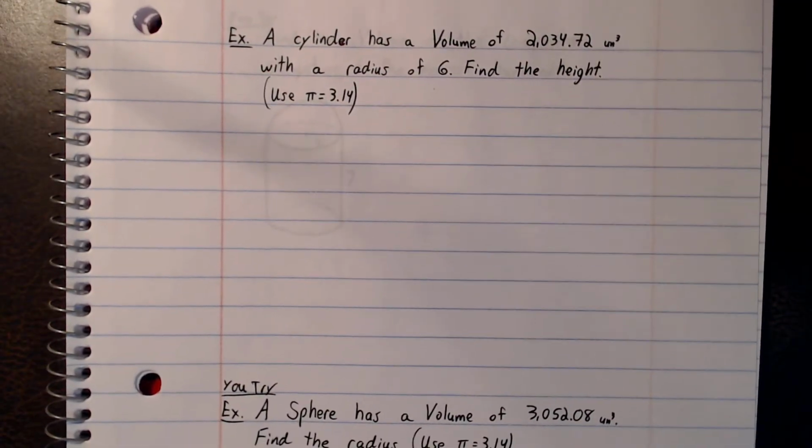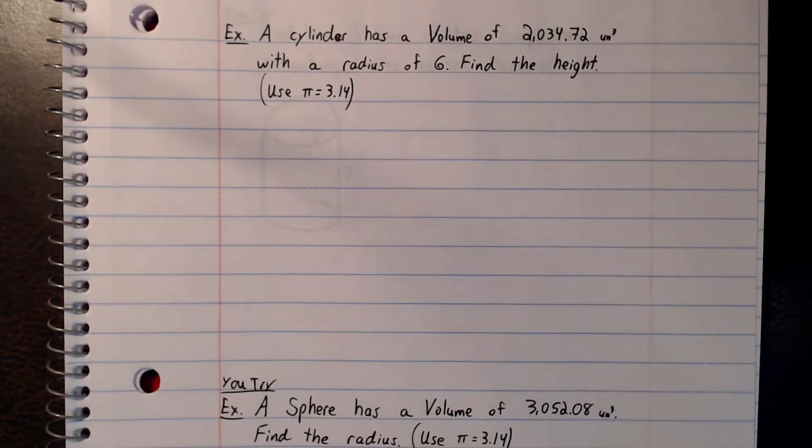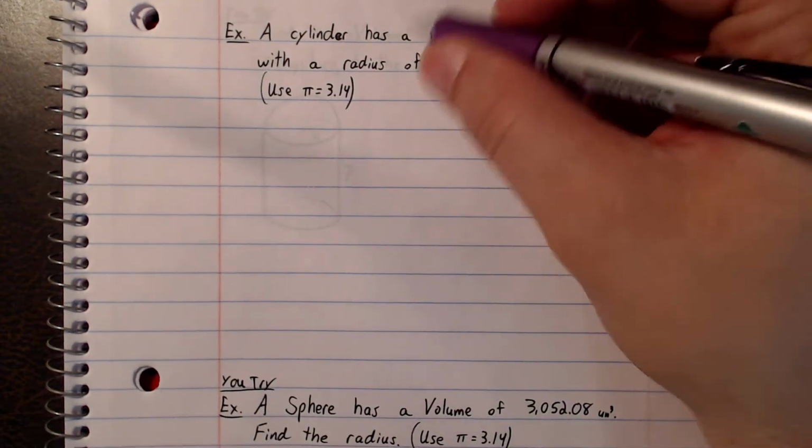These problems really are mostly just plug it in. We're looking for volume and surface area. In fact, if you consider it that way, you can even do some different types of word problems with that kind of concept. Right? This problem says that a cylinder has a volume of 2034.72 units cubed with a radius of 6. Find the height. And they tell us use 3.14 for pi. So, why are they giving us all that information?